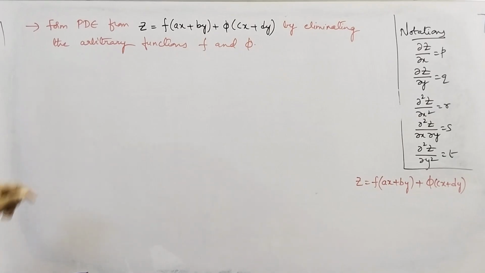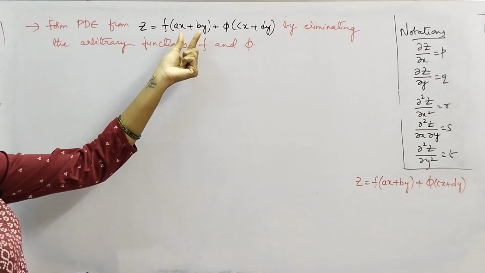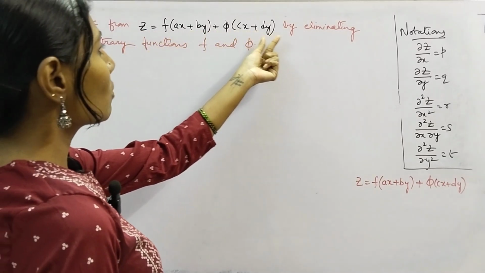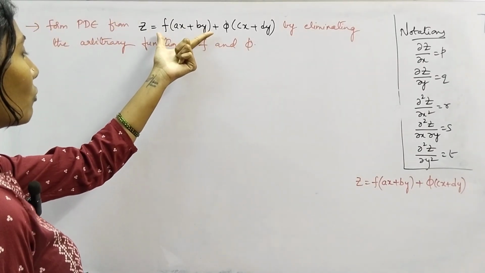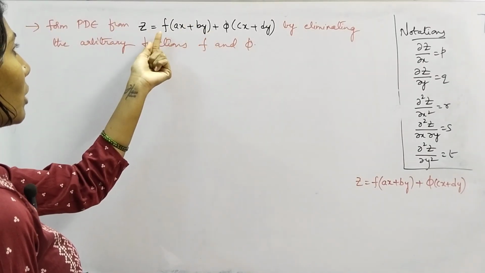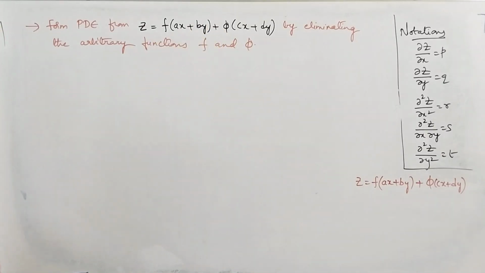Form partial differential equation from z equal to f of ax plus by plus phi of cx plus dy by eliminating the arbitrary functions f and phi. We are given a relation. We are asked to form a partial differential equation by eliminating f and phi, which are arbitrary functions. So let's see.